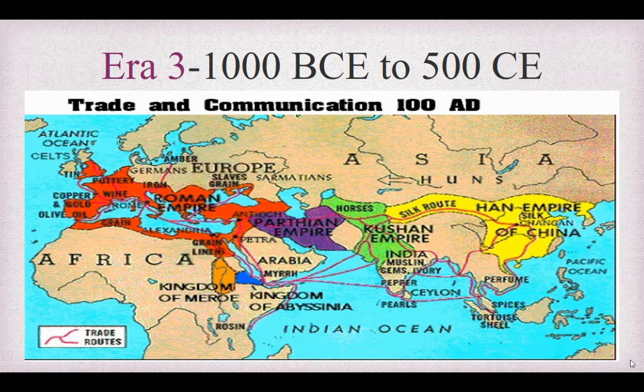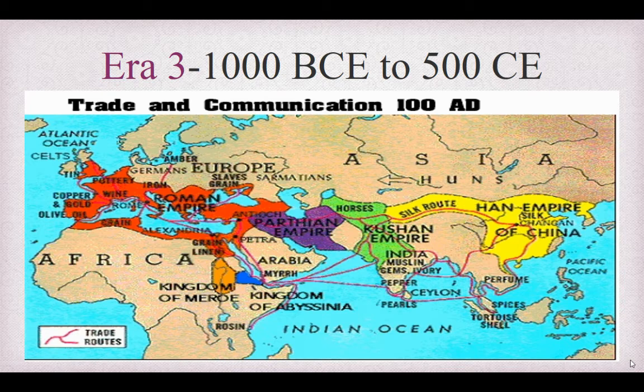on this map. We also see many new technologies and resources being traded: tin, copper, gold, olive oil, wine, pottery, iron, amber. Slaves will begin being traded, linen, myrrh, horses, muslin, gems, ivory, pepper, pearls, spices, perfume, tortoiseshells, and most importantly, silk.